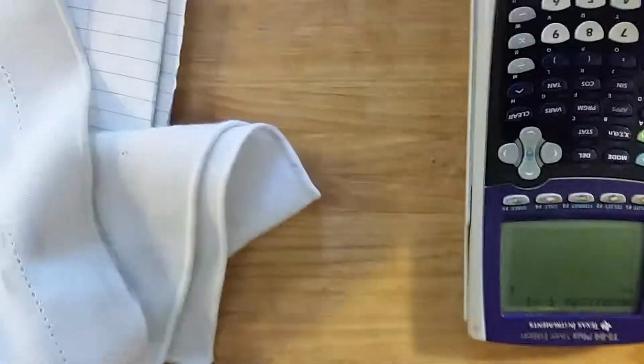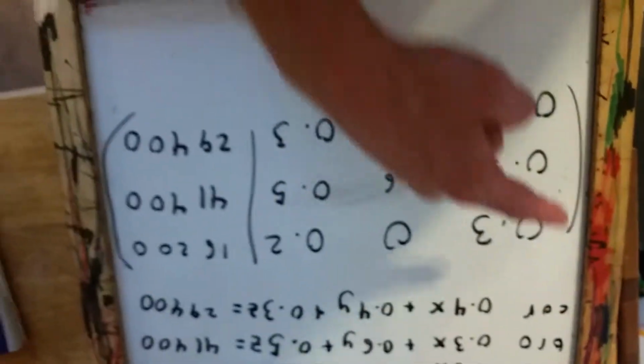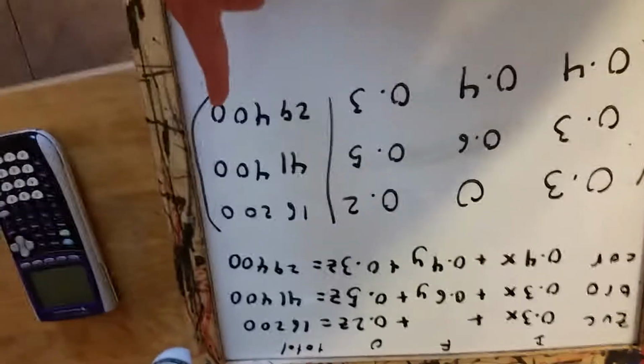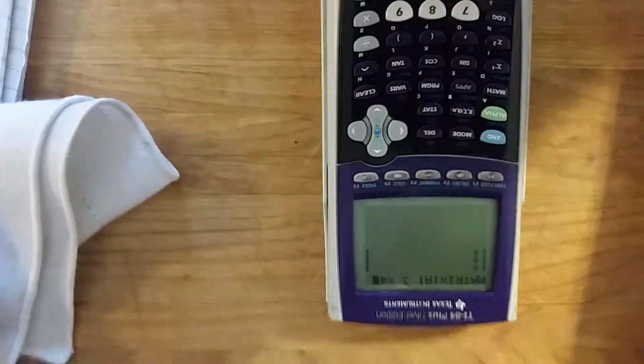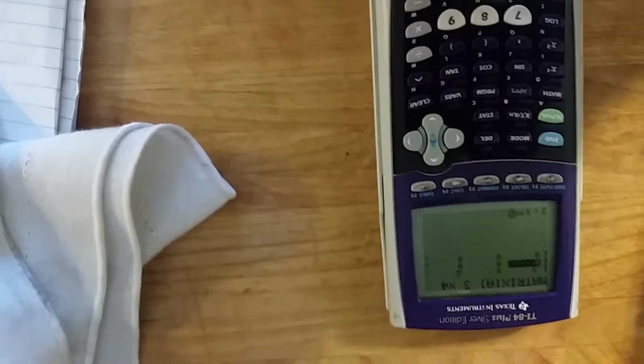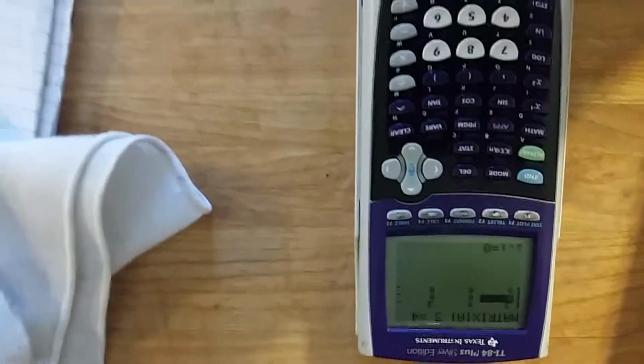And I have to know my dimension. If I look at this matrix, there are 3 rows and 4 columns. So this is a 3x4 matrix. I make sure I say it here: 3, enter, 4, enter. And then I just go across and input my values. So 0.3, 0, 0.2, 16,200. I'm just going to input it all. So I'll pause it and get all this in, and then I'll get back to you.